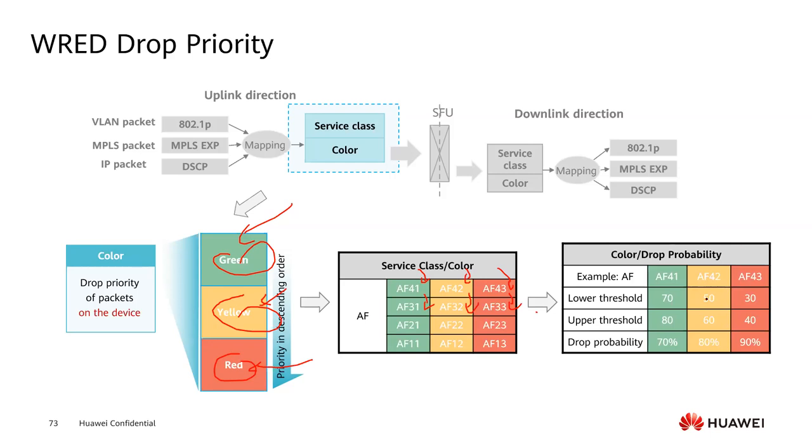For example, you can define AF41 with the lowest threshold at 70%, which means when the usage of the AF4 queue reaches 70%, I will start to drop; the upper threshold is 80%, and the maximum drop probability is 70%. And for AF42, if the AF4 queue usage is more than 50%, I will start to drop packets for AF42. So it's like this.